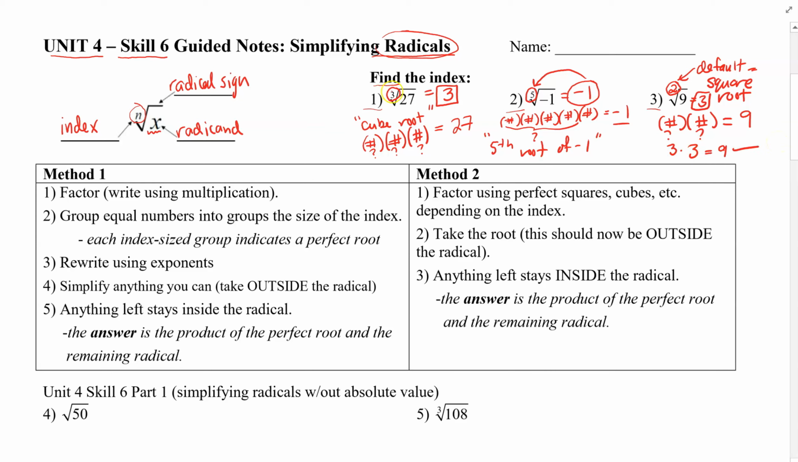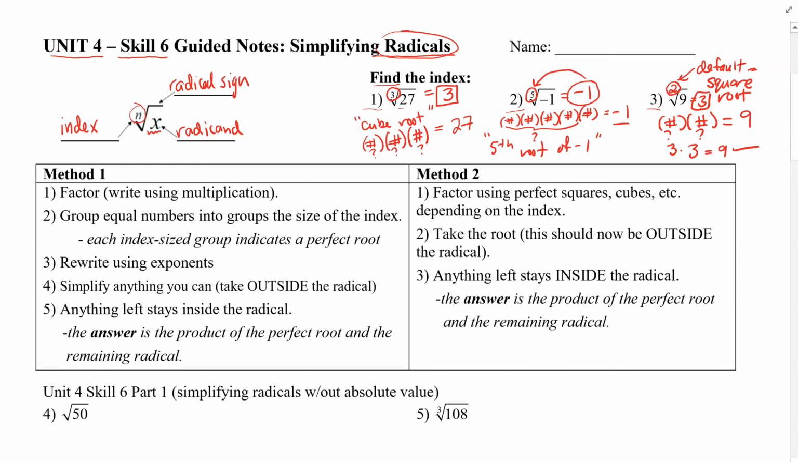So basically, the index is also referring to the root. What root are we looking for? This was a 3rd root or a cube root. This is a 5th root. This was a square root. And by root, we mean a number multiplied by itself that many times to equal this result: 27, -1, and 9.